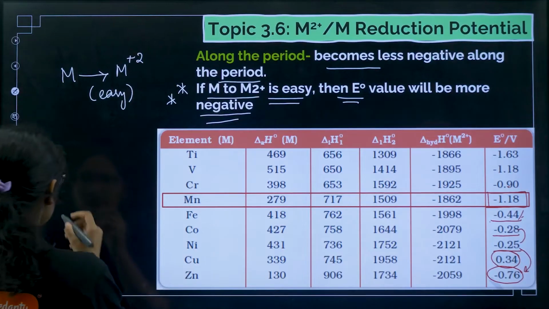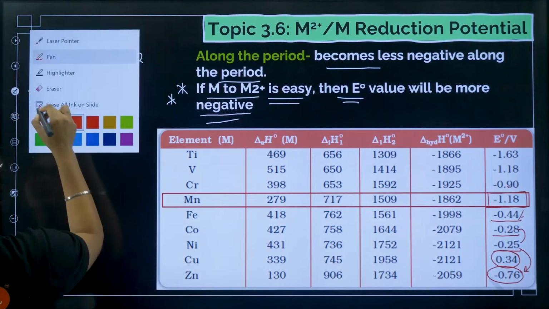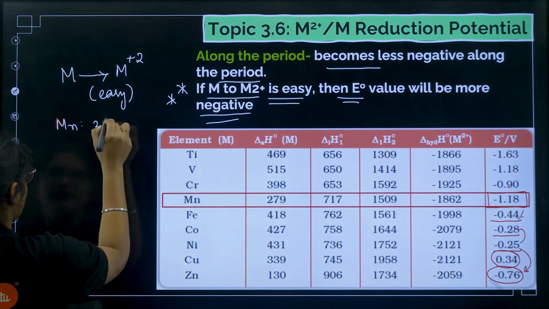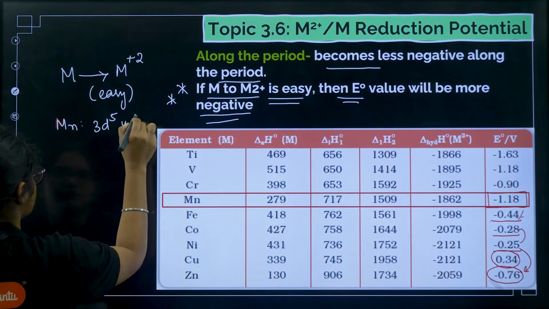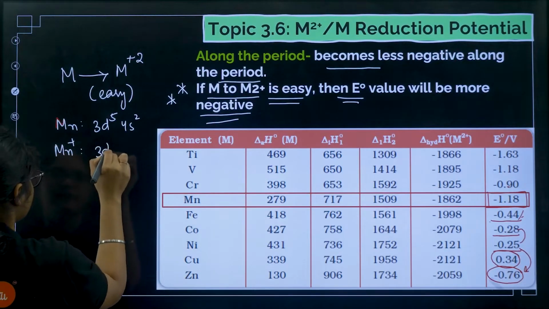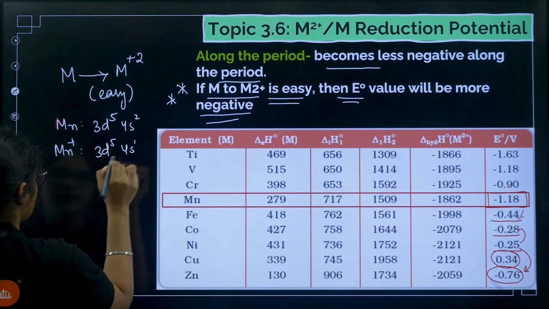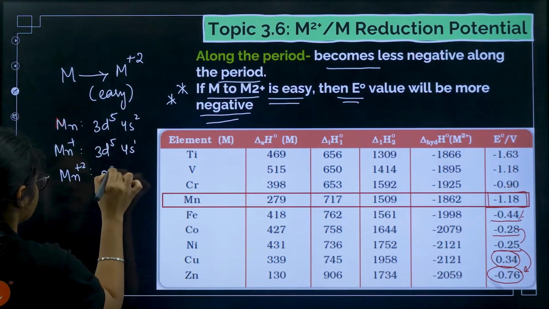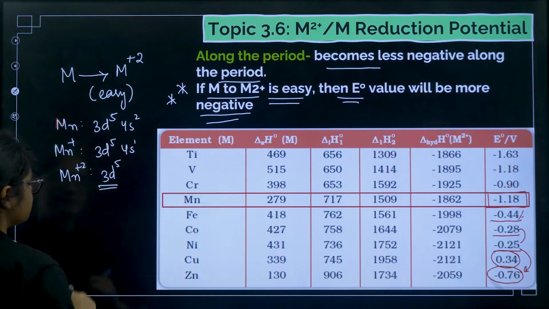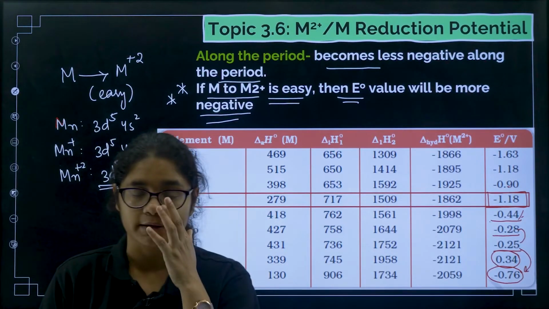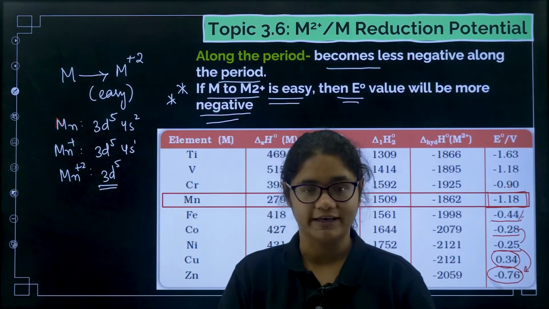Manganese, see, manganese electronic configuration, if you know, it is 3d5 4s2. Mn+ electronic configuration is 3d5 4s1. Mn2+ electronic configuration is 3d5. Now, is there anything special about this 3d5? If you know, 3d5 is exactly half-filled configuration.